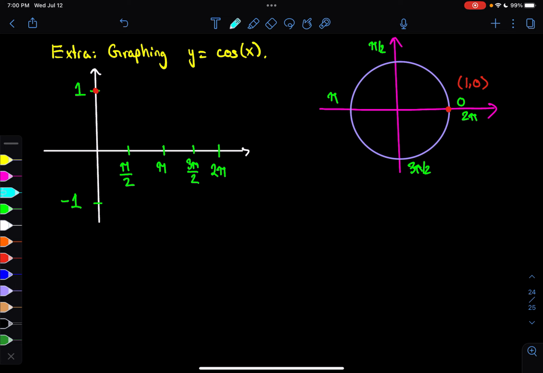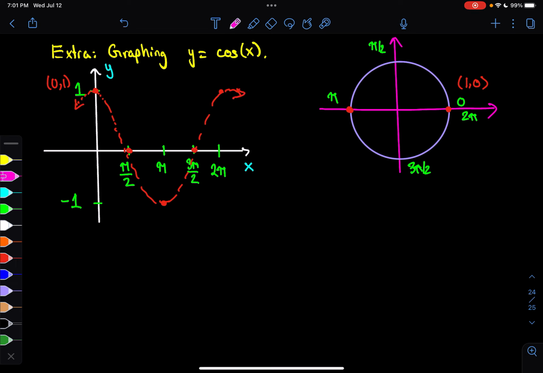Maybe I should label my axes. This is theta, or I guess for us, we're using x, and then this is y, my output. So if we put in 0, we get out 1. Now how about pi over 2? Cosine is equal to 0, and then at pi, cosine is -1. We're back to 0, back to 1 at 2 pi, and we start repeating our pattern. So, very lightly sketching this, it just repeats on forever, right?